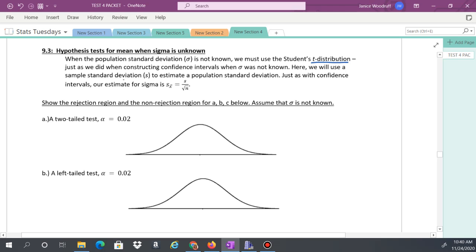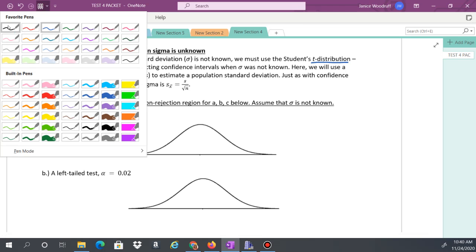Okay, here we use a sample standard deviation to estimate a population standard deviation. Just as with confidence intervals, our estimate for sigma is going to be the standard deviation of the sample over the square root of the sample size. Okay, so let's show just the rejection regions first of what we would do here.